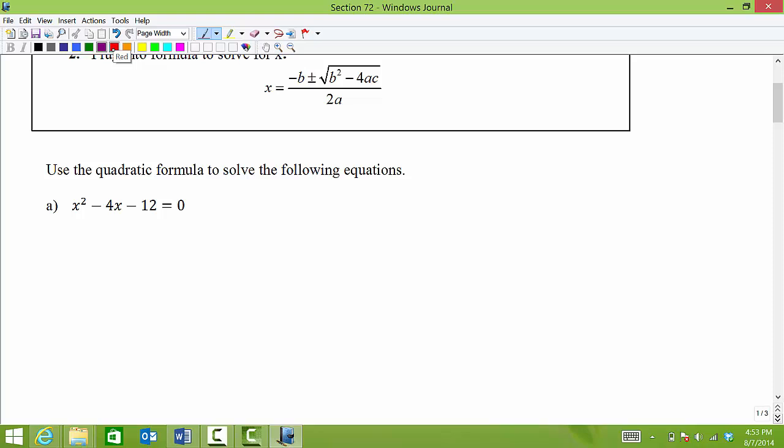Looking at our first quadratic equation, we see that it is already in standard form. All of my terms are on one side of the equation, and I can see that my a would be 1, my b would be -4, and my c is -12. We use just the numbers in front. We do not include variables as the values for a, b, and c.